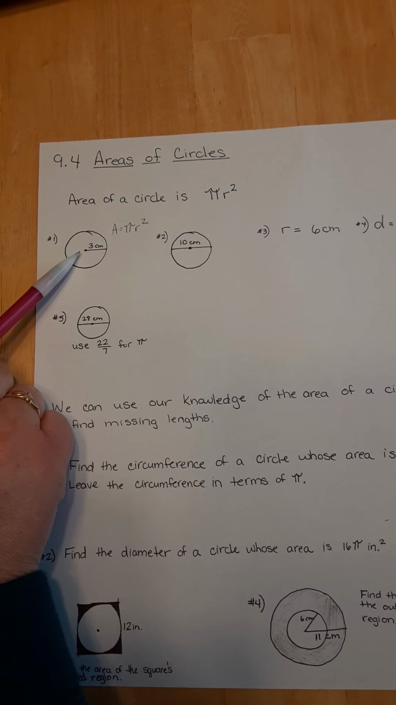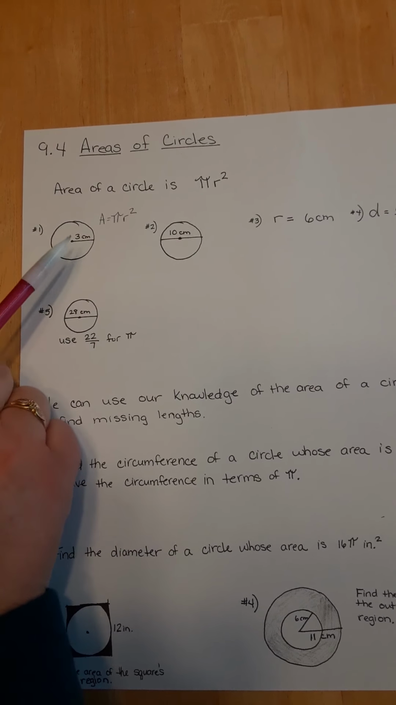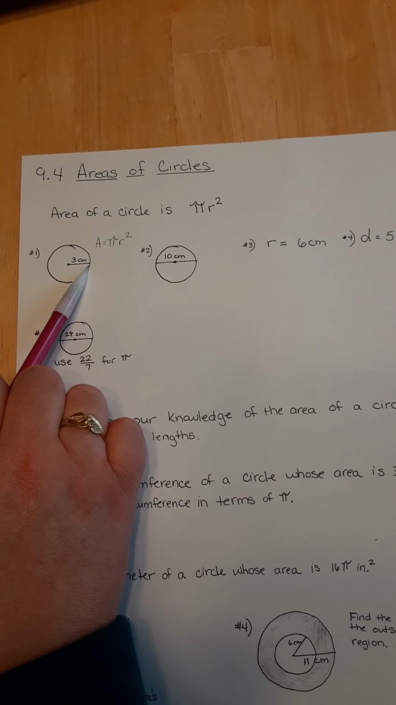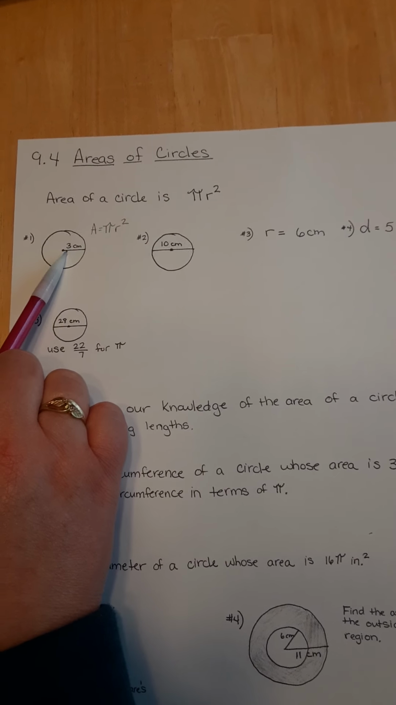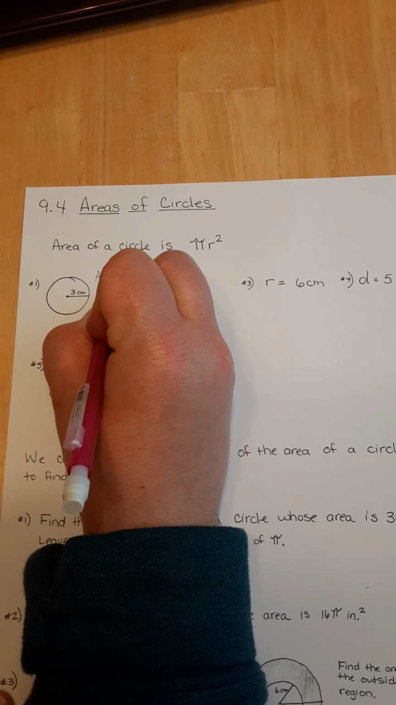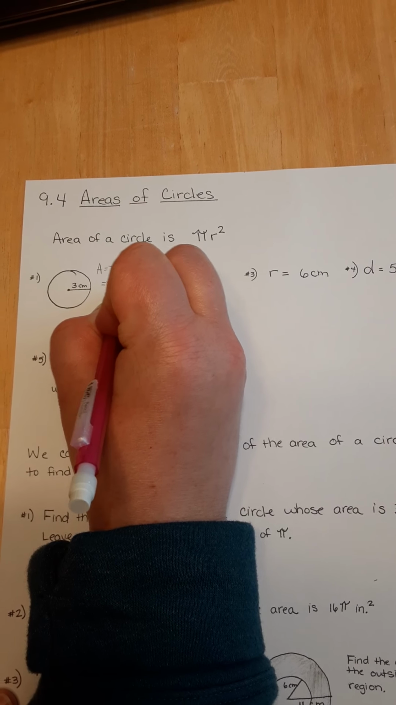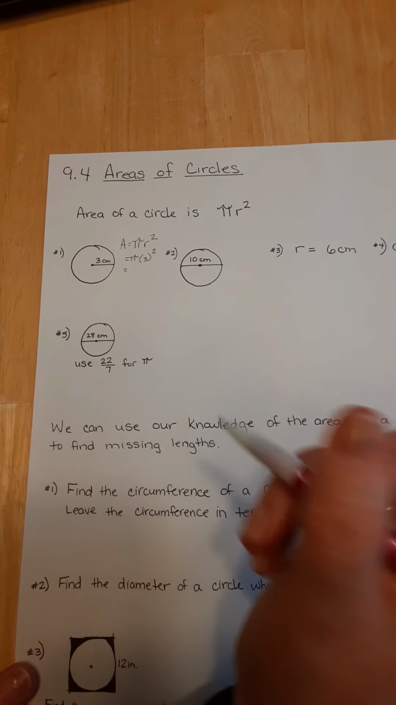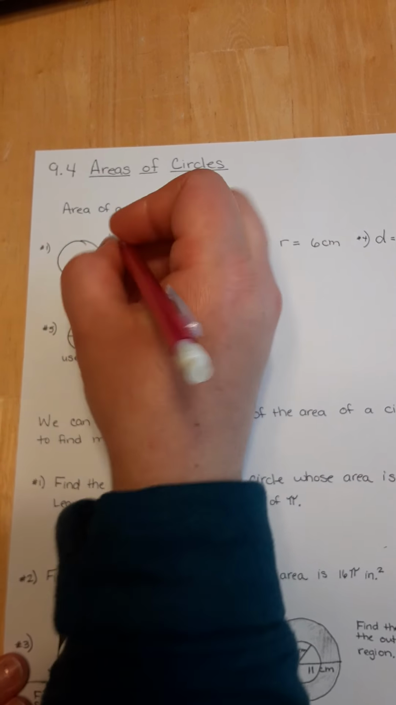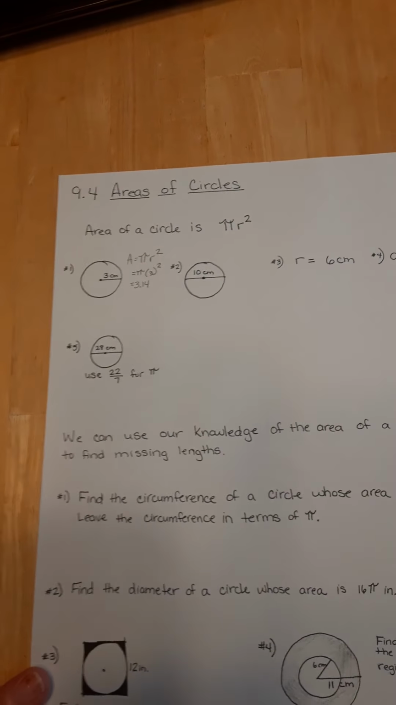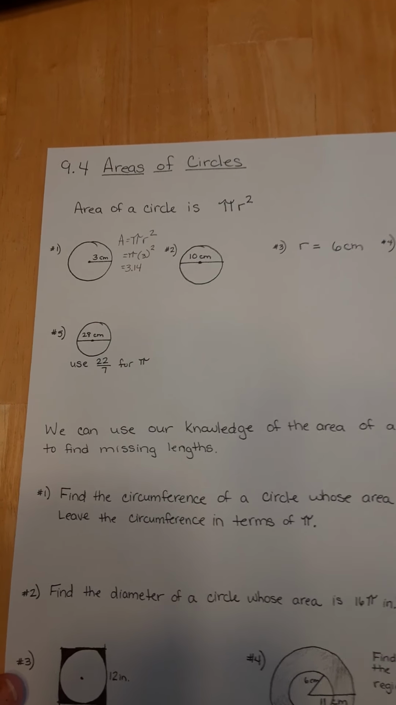In example 1 here, they gave us a radius. Remember, the radius is from the center of the circle to the outside edge. So they give us the length of it right here as 3 centimeters. We're going to put that in place here of r. So we have 3 squared. Now we've got to do our math. We're going to go ahead and use 3.14, not our pi button on our calculator, just 3.14, so we're all the same when we do our math.